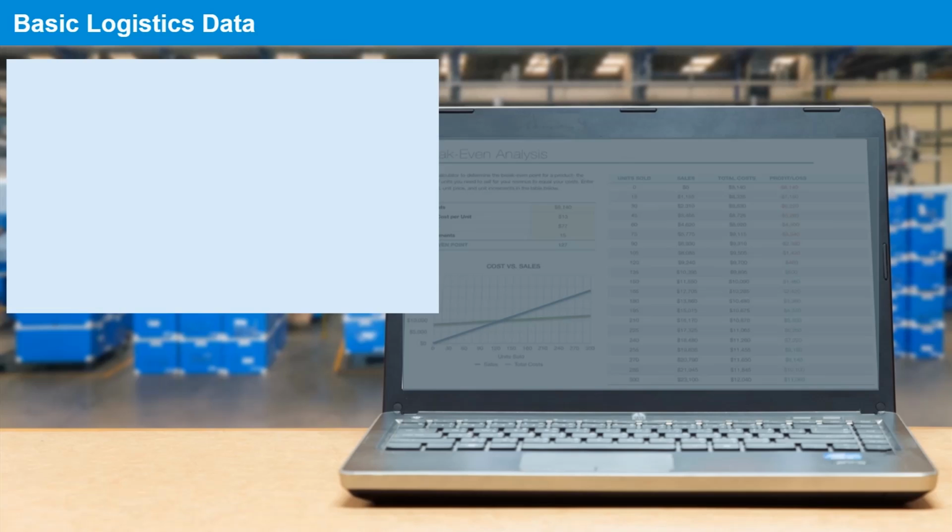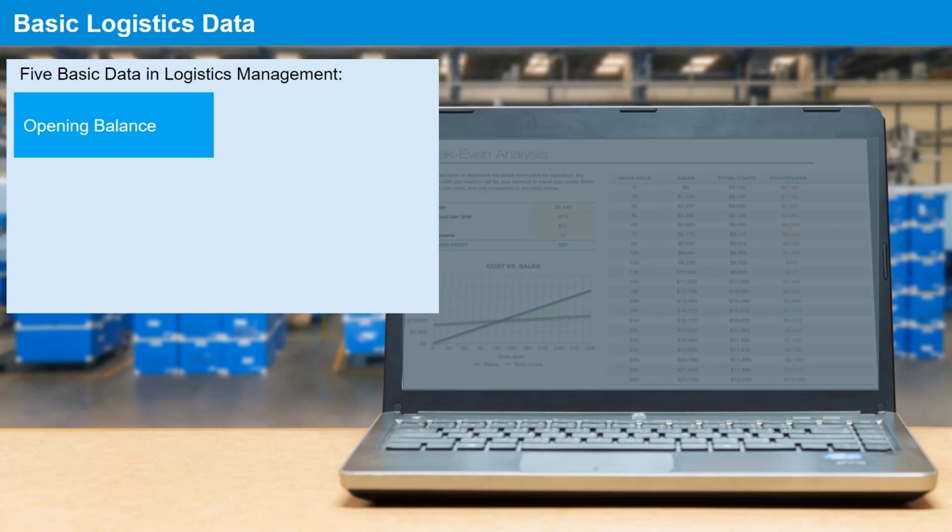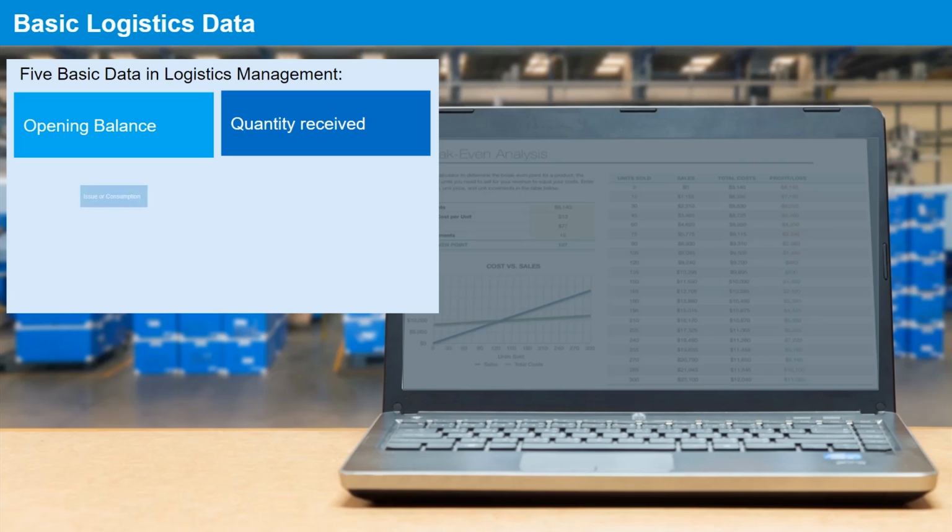Data plays an important role in any kind of management. In logistics management, there are five basic data that you need to know about. Opening balance. The opening balance is the stock at the beginning of the month, first day of the month. Quantity received. The quantity that the facility received during the reporting month. Issue or consumption. The quantity that the facility issued to different service delivery points, and the total issued quantity will be the facility's consumption for the reporting month.